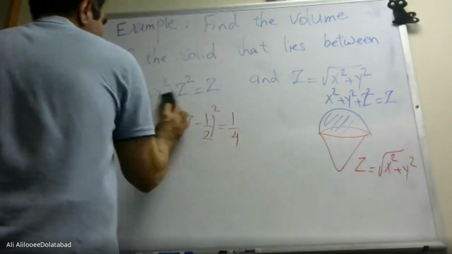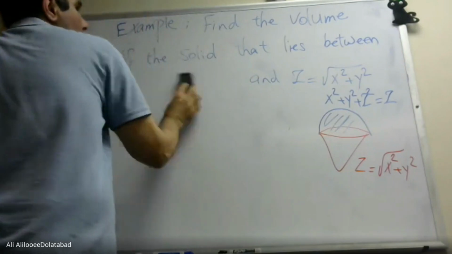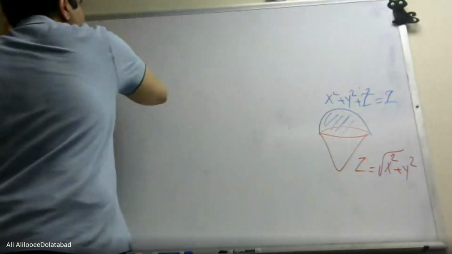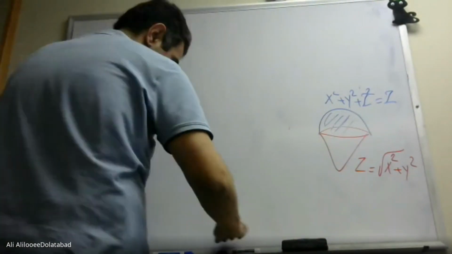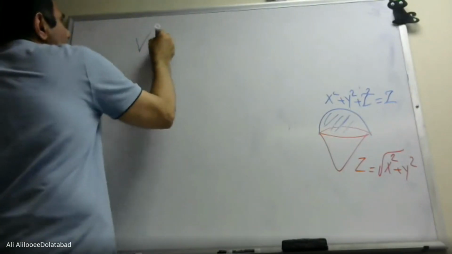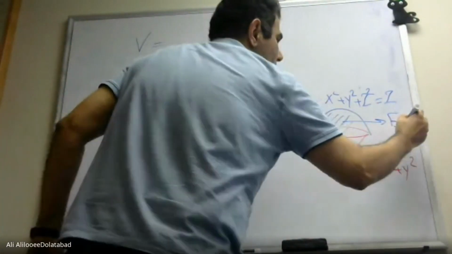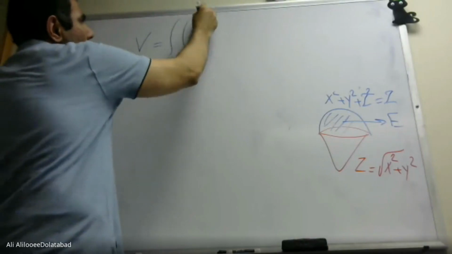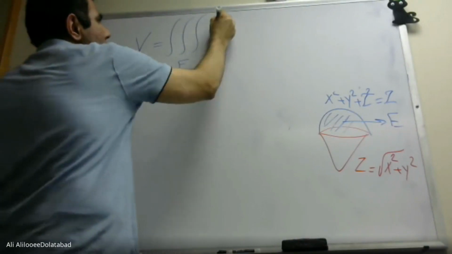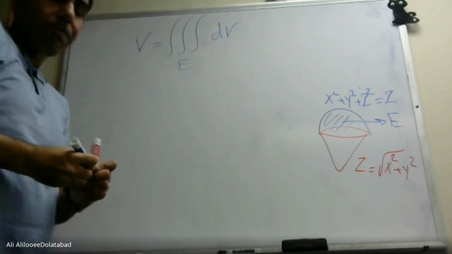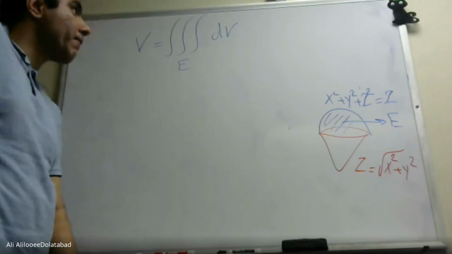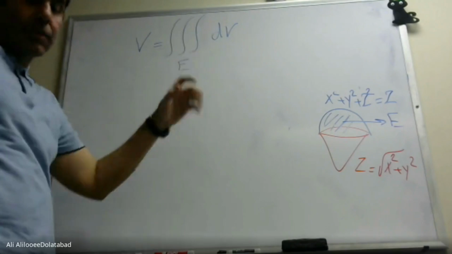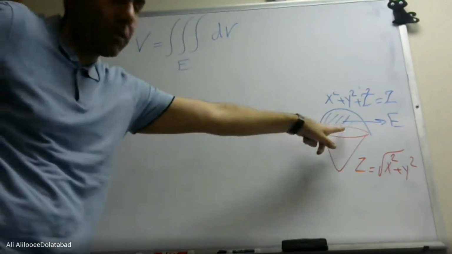Okay, so then let's see. I can say that the volume of this solid equals, let's denote this solid by E. By using the concept of triple integral, we can say that this volume equals the triple integral on E of dV. I explained this before. When you want to use a triple integral to find the volume, you need to write 1 here. 1 times dV is itself. Then this is E. What is E? E is this solid.